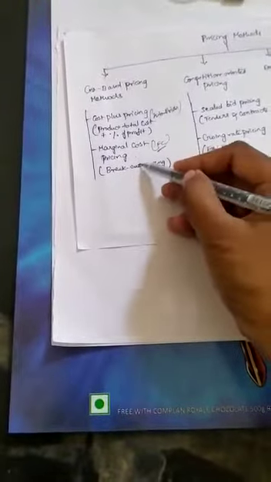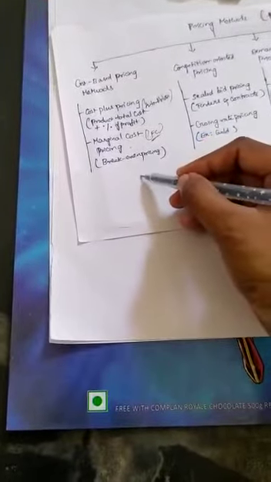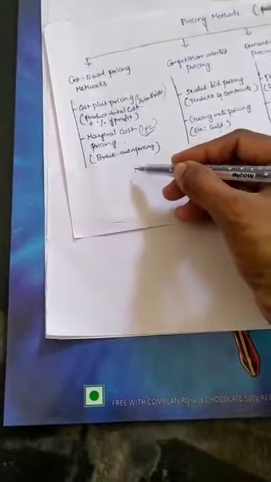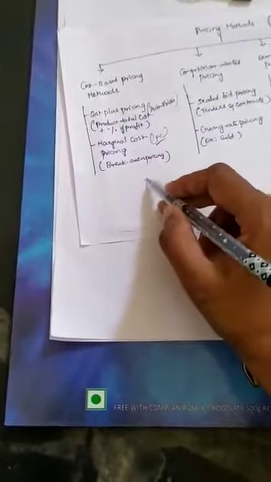Next, break-even pricing. Here, it is the amount of money for which an asset is to be sold to cover the cost of acquiring and owning it.